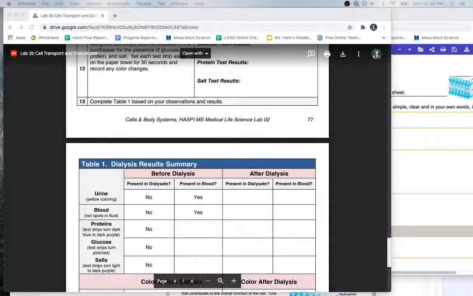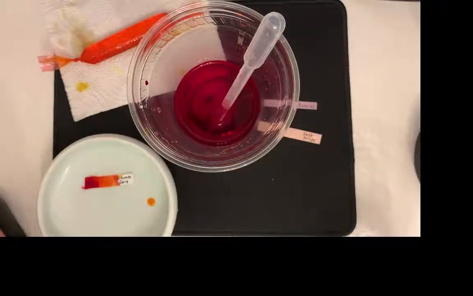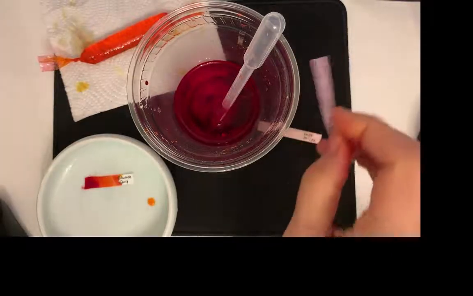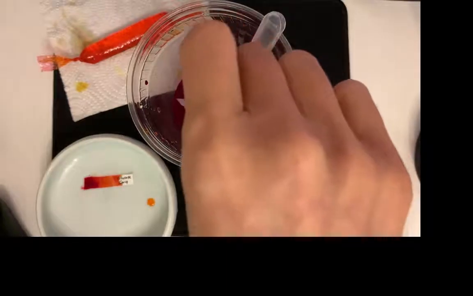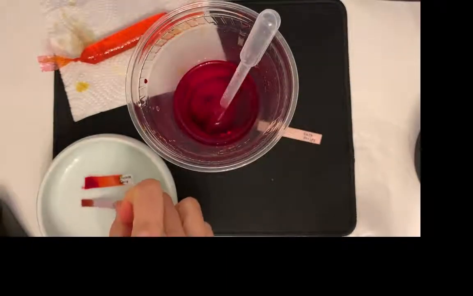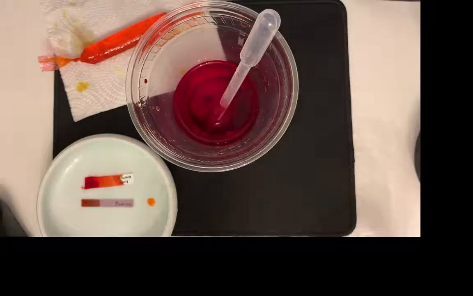All right, so here we go back. All right, so there's our glucose test strip. It is pretty pink. Here is protein. Okay, let's give it a second. Okay, so protein turns dark blue to dark purple in the presence of protein.